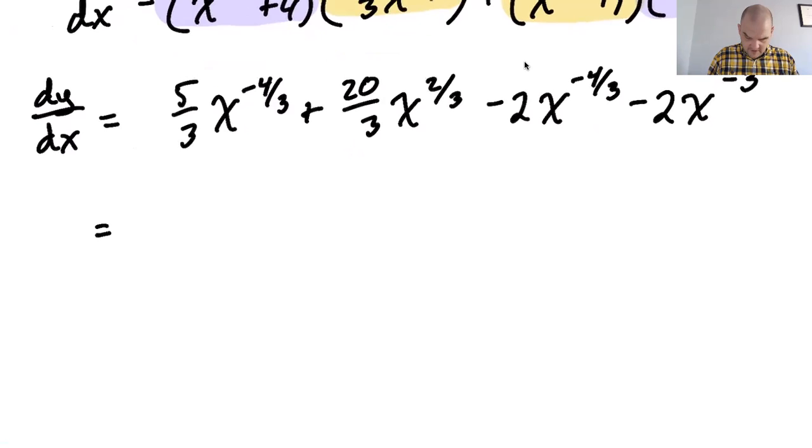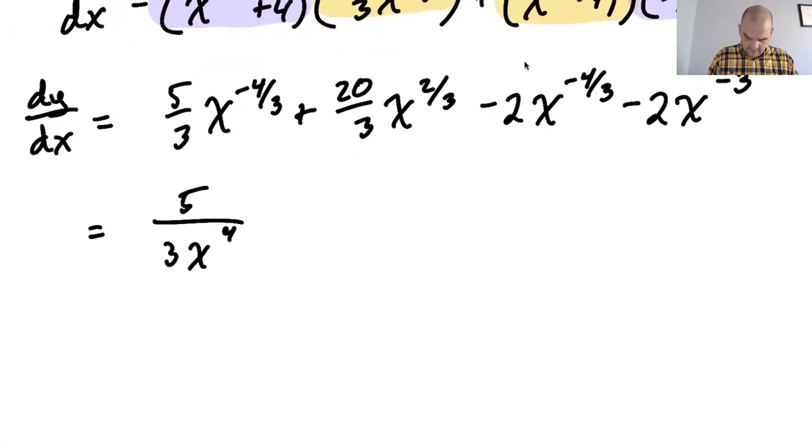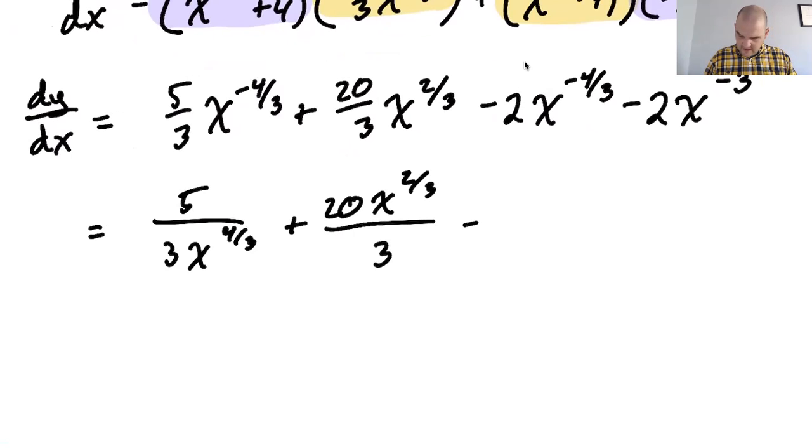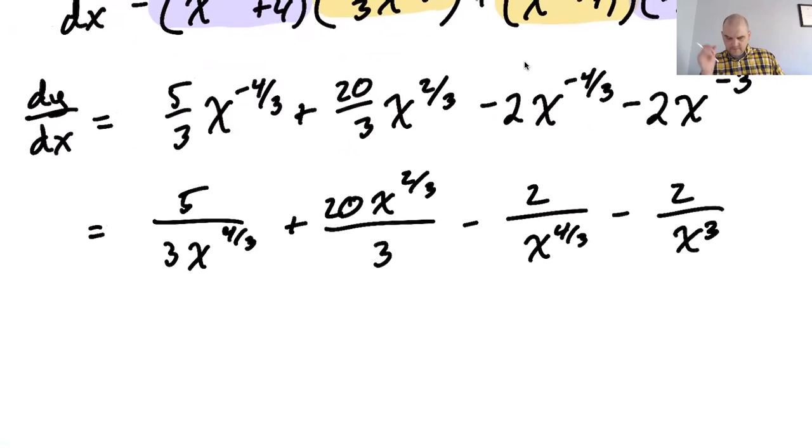So it's going to be 5/3x to the 4/3 plus 20x to the 2/3 over 3 minus 2/x to the 4/3 minus 2/x cubed. Okay. What are we dealing with?